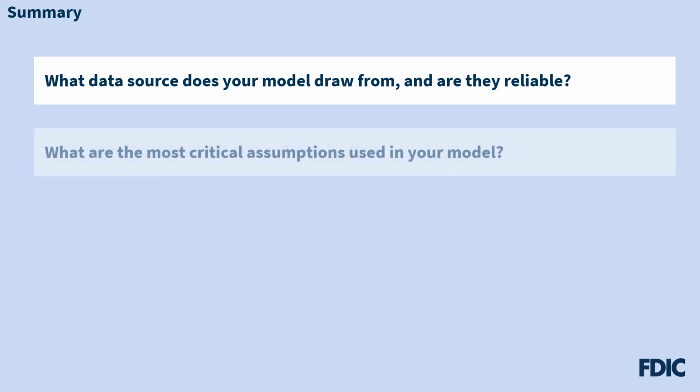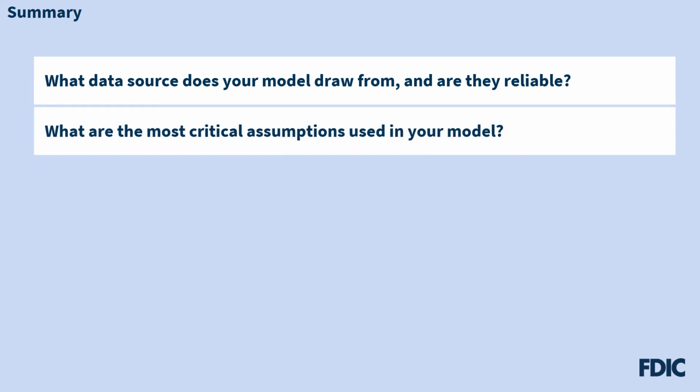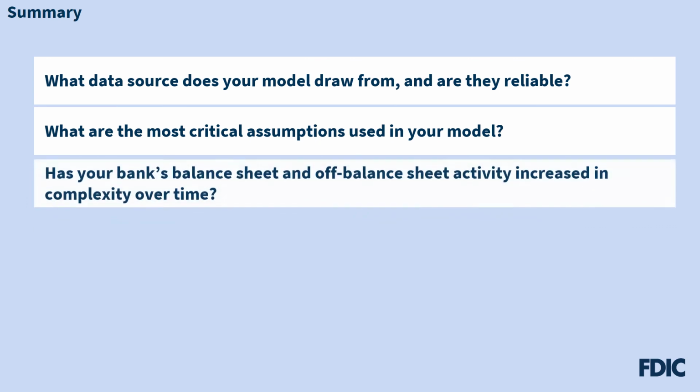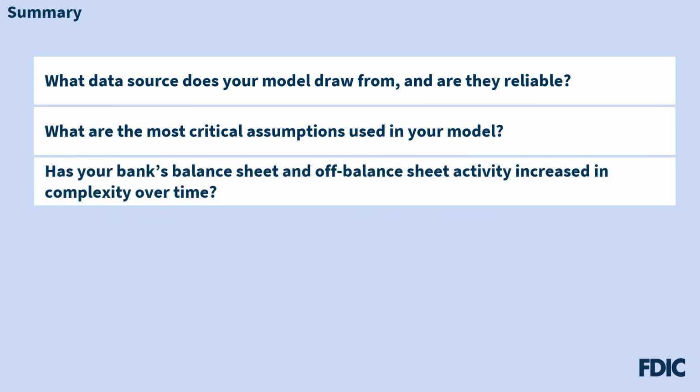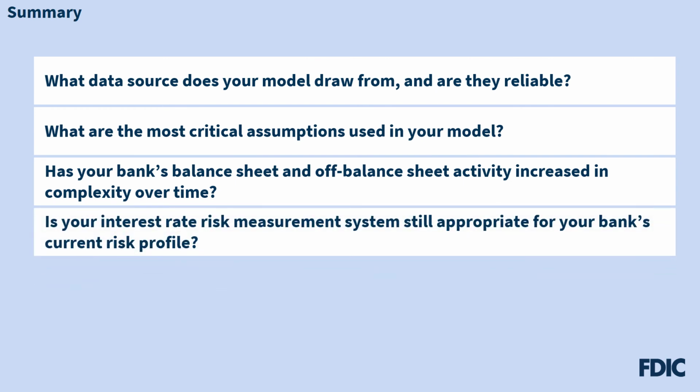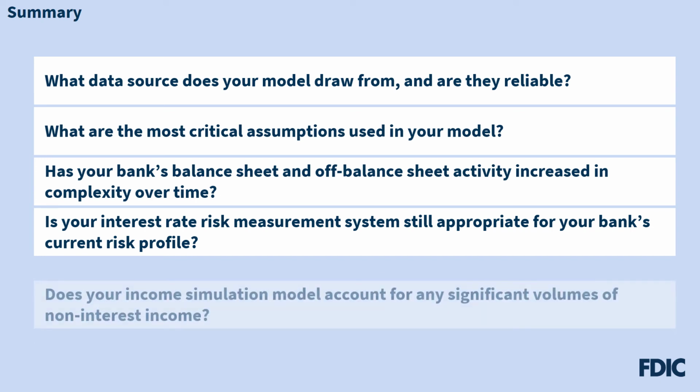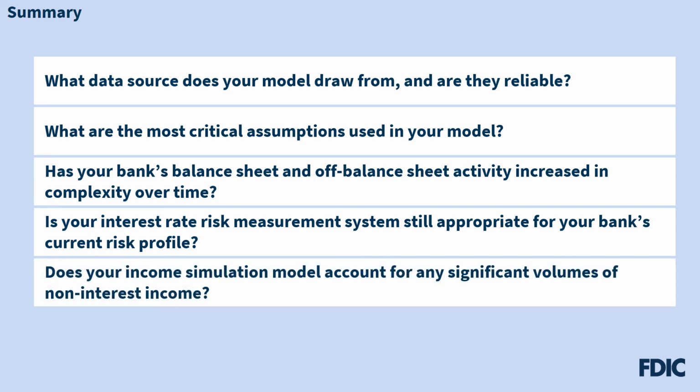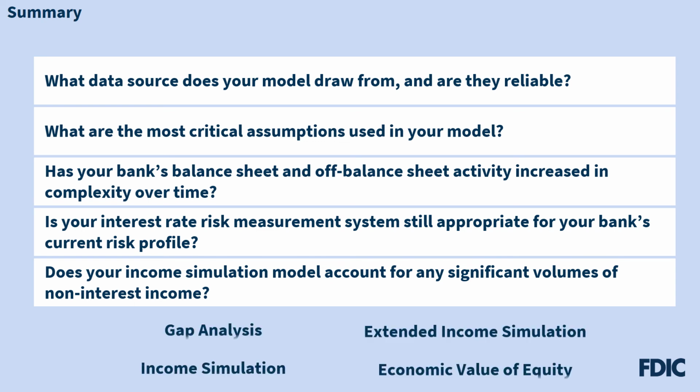What are the most critical assumptions used in your model? Has your bank's balance sheet and off-balance sheet activity increased in complexity over time? Is your interest rate risk measurement system still appropriate for your bank's current risk profile? Does your income simulation model account for any significant volumes of non-interest income? Remember, there are a variety of measurement systems available to assess a bank's interest rate risk profile, and each type of model has different capabilities.